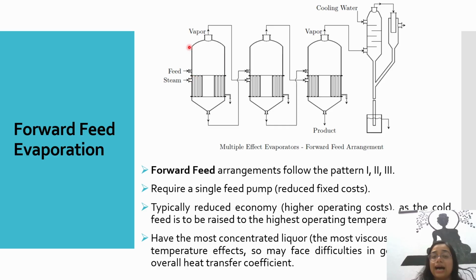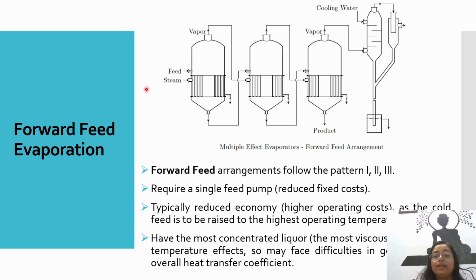We have discussed that the highest temperature is present in effect 1, in effect 2 the temperature has decreased, and in effect 3 it has decreased further. So in effect 3 the temperature is the lowest, and the feed we get for this effect is much more viscous. This is a very critical situation for handling such viscous fluid by forward feed evaporation. So in such cases we will select the backward feed evaporation.